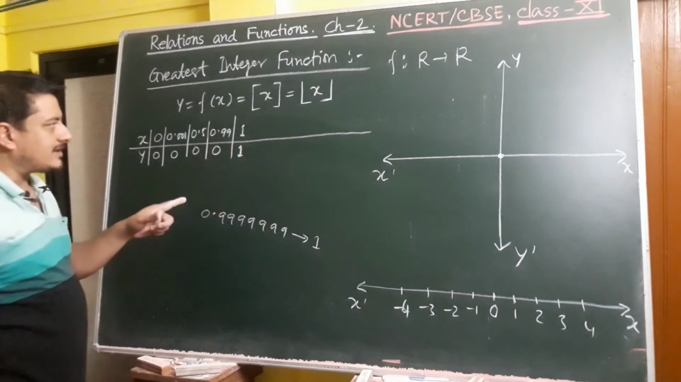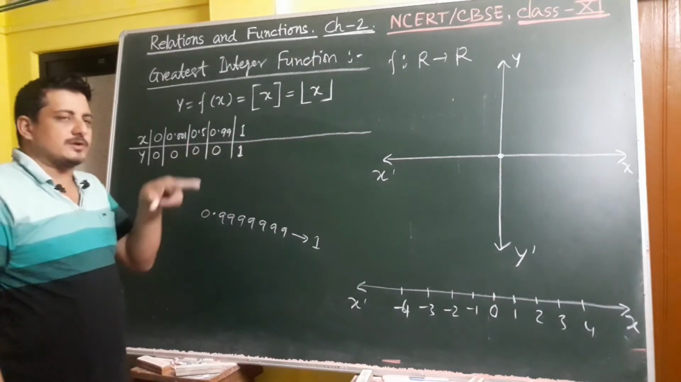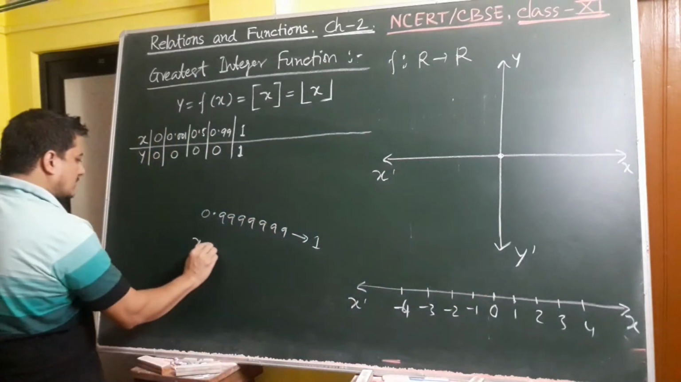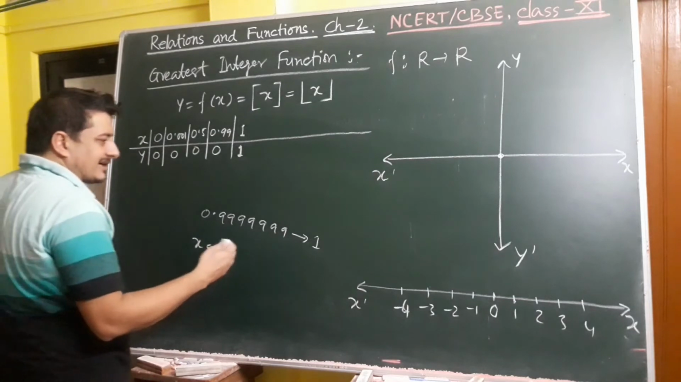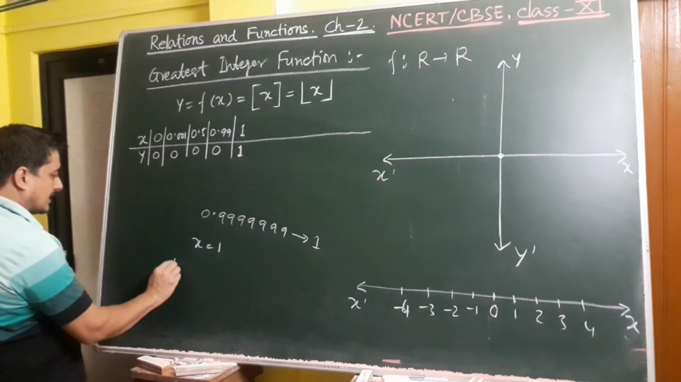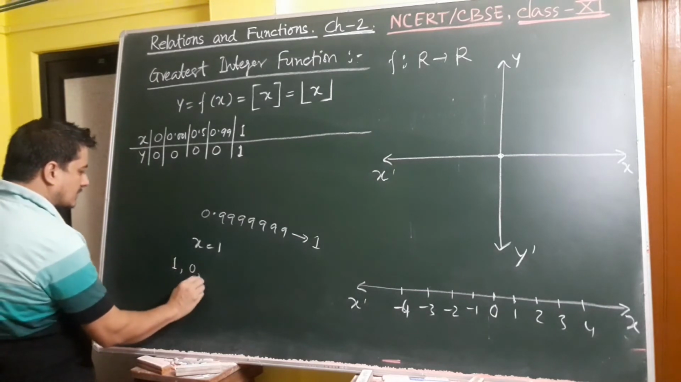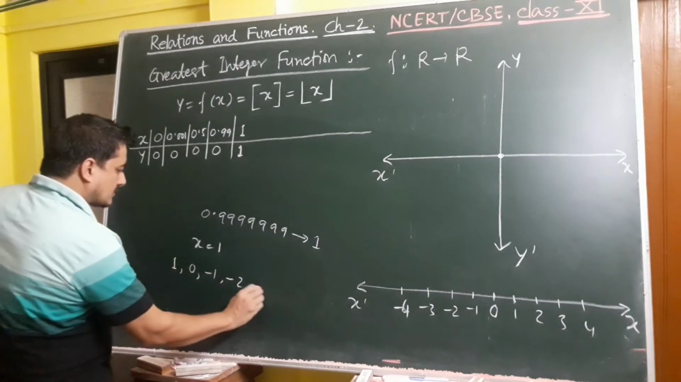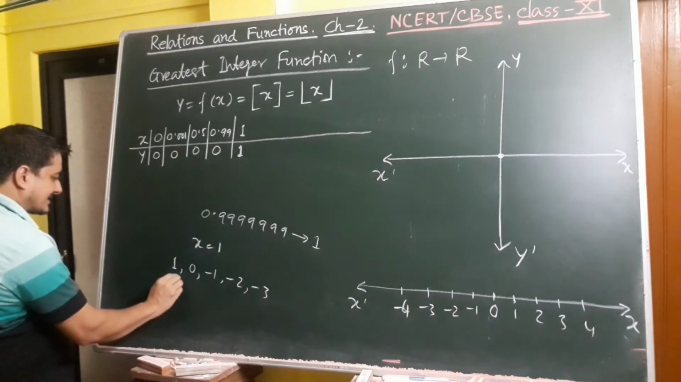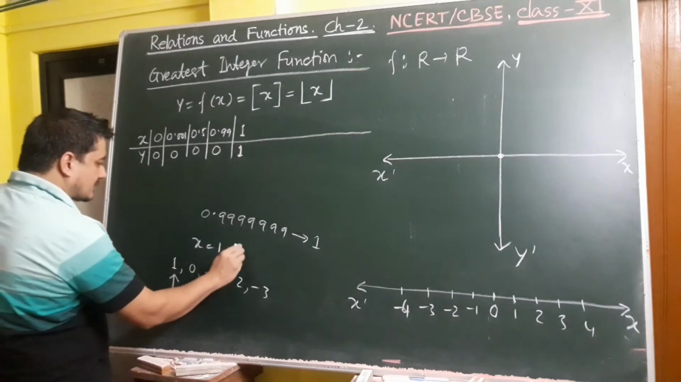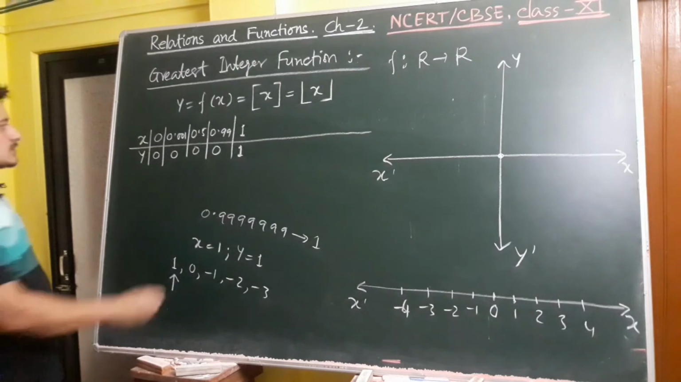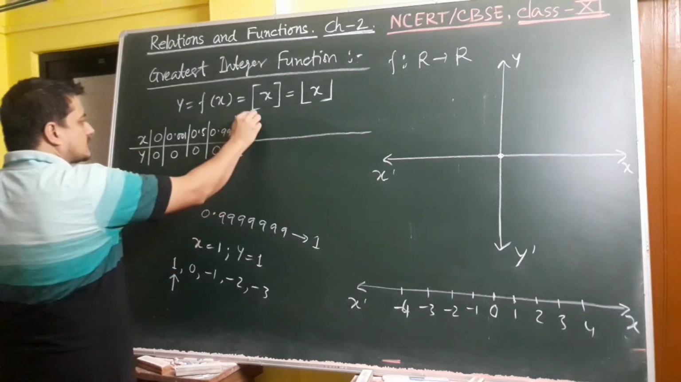Because in the definition we have written the value is smaller than or equal to. So if x is equals to 1, what are the integers which are smaller than or equal to 1? So equal to is 1, so then 0, then minus 1, then minus 2, minus 3, it is like this. Among these, which one is the largest? 1 is largest. So if x is equals to 1, y will also be equal to 1.